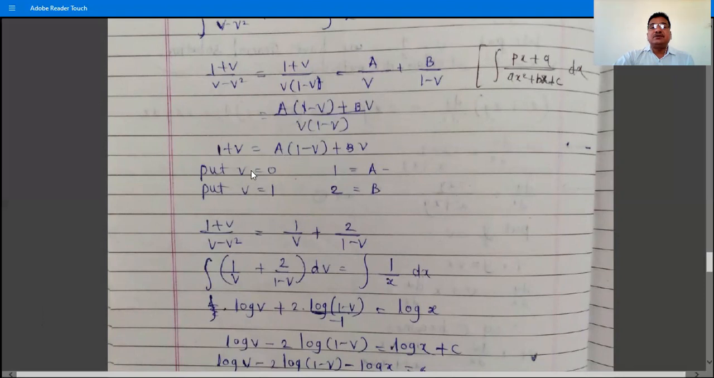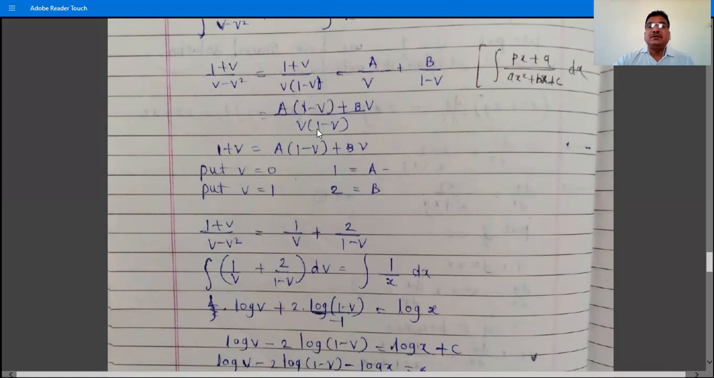So v is equal to 0. Substitute v as 0, the first root of this equation. So we have 1 is equal to, substituting v as 0 in this equation, 1 is equal to a into 1. The coefficient of b is 0. So a is 1.